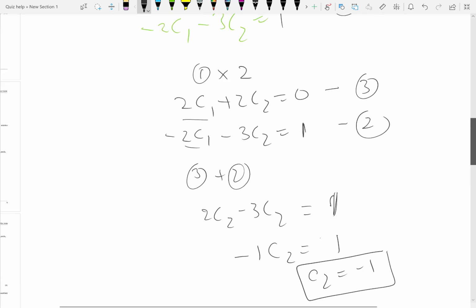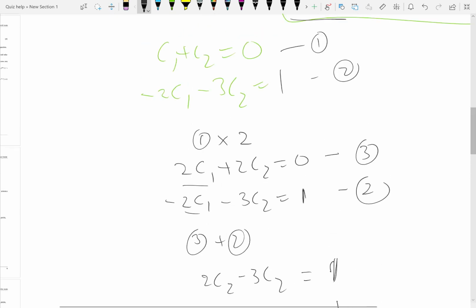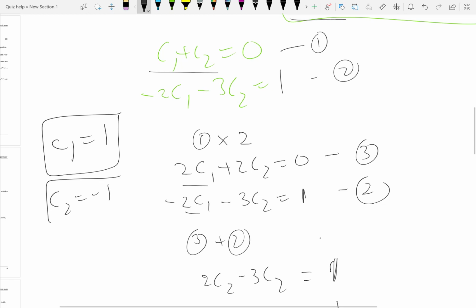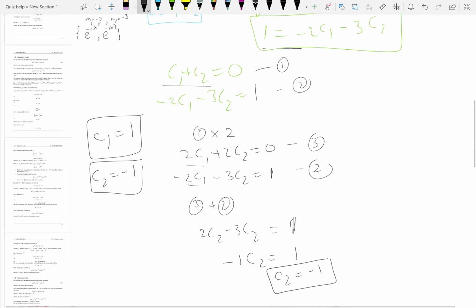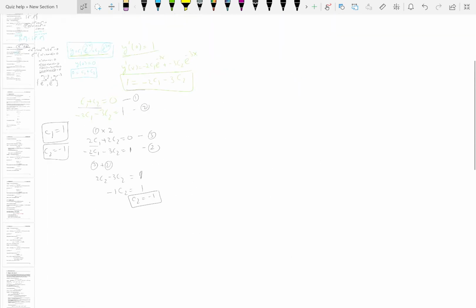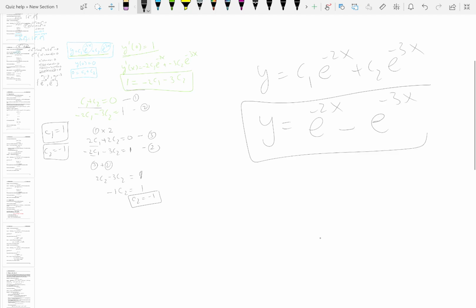Fantastic. So if c2 is negative 1, what is c1? c1 plus c2 is 0, so that means c1 is 1, right? c1 is 1, c2 is negative 1. So we can write the final solution. The general solution we found, y is equal to c1 e to the negative 2x plus c2 e to the negative 3x. Now c1 is 1, so e to the negative 2x, plus c2 is negative 1, so let's have minus e to the negative 3x. This is the unique solution for that differential equation.